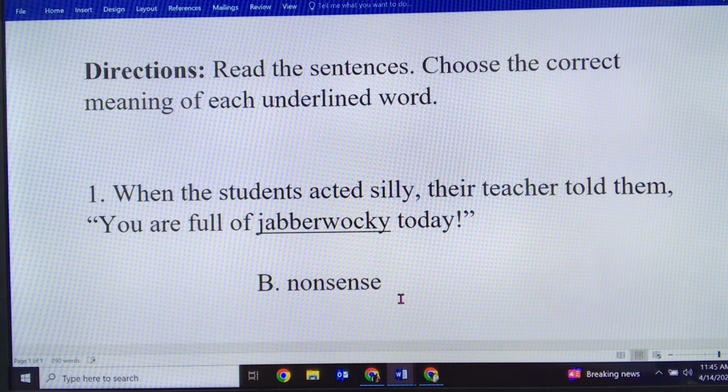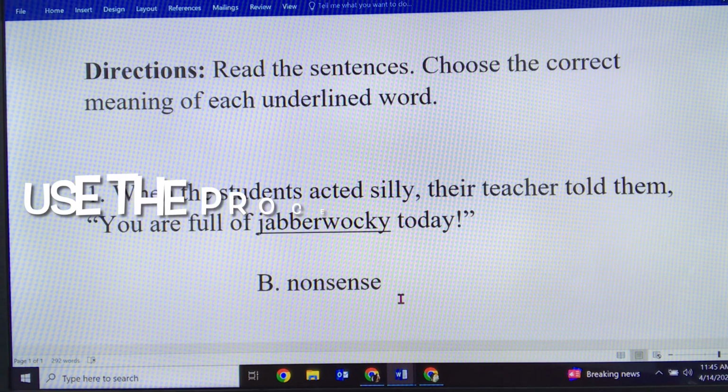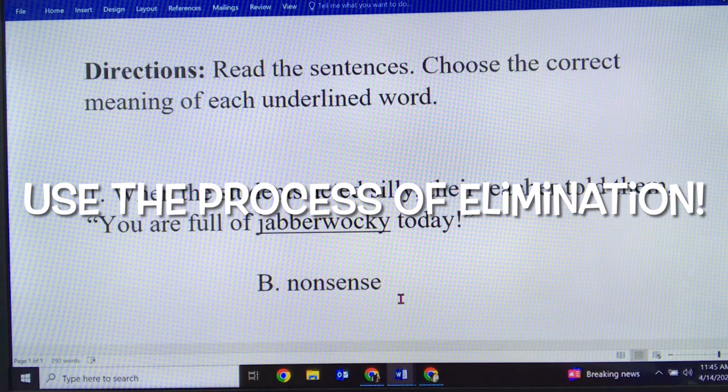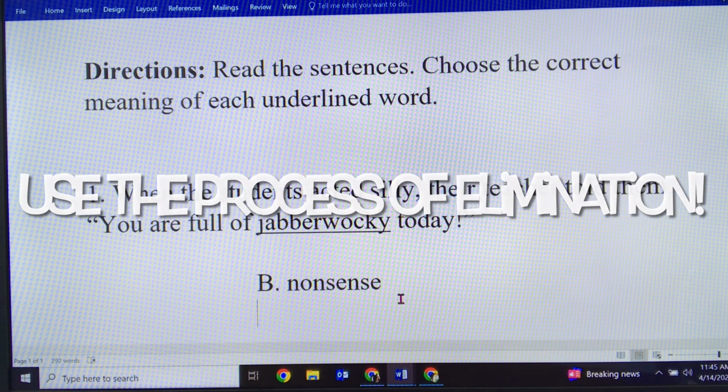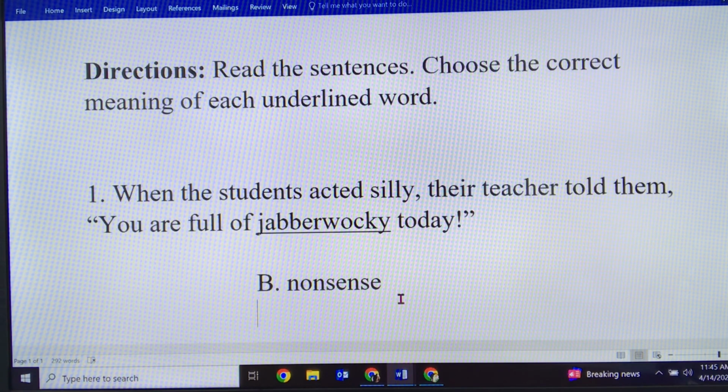And we also used my third strategy. My third strategy is using the process of elimination. The process of elimination is what we just did. We eliminated all of the choices that didn't make sense until the only choice that was left was the correct answer. Let's take a look at how that works on a math problem.